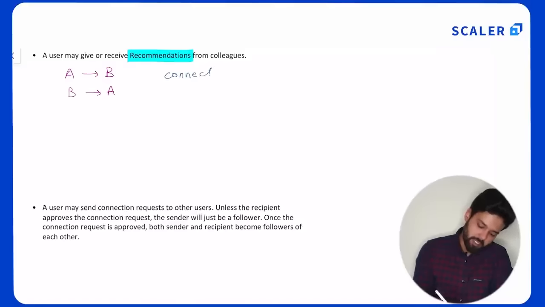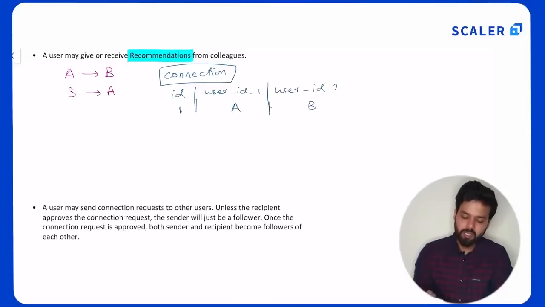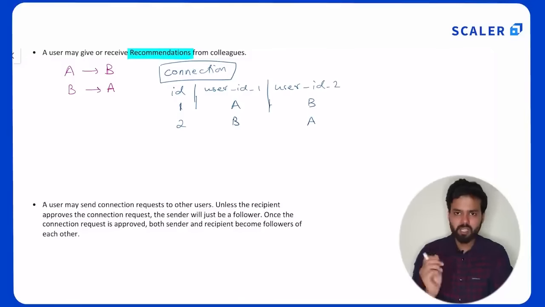So we'll have a connection table. Inside this connection table, I'll have an ID, I'll have user ID 1, and I'll have user ID 2. Whenever a new connection comes in, I'll add that particular row here. And as soon as B accepts the request of A, I'll add one more row. So if I want to find out anybody's followers, all I need to do is select star from connection table where user ID 2 is equal to the given user.